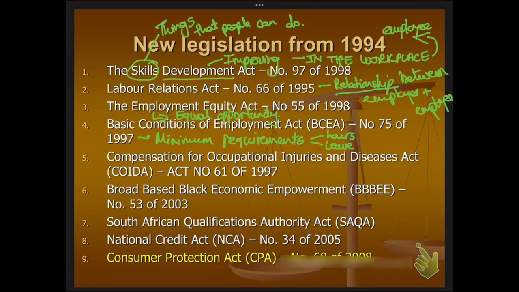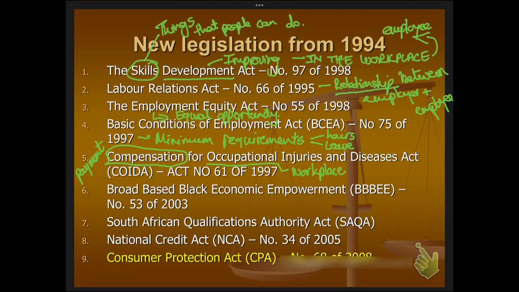Compensation for Occupational Injuries and Diseases Act, so therefore number 5, the one we're looking at. Compensation means payment. So payment with regards to being paid for something that happened in the workplace. So occupational must then be something in the workplace.